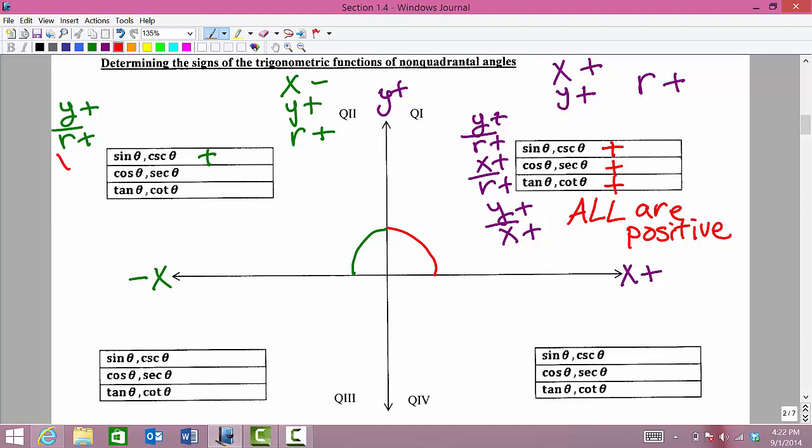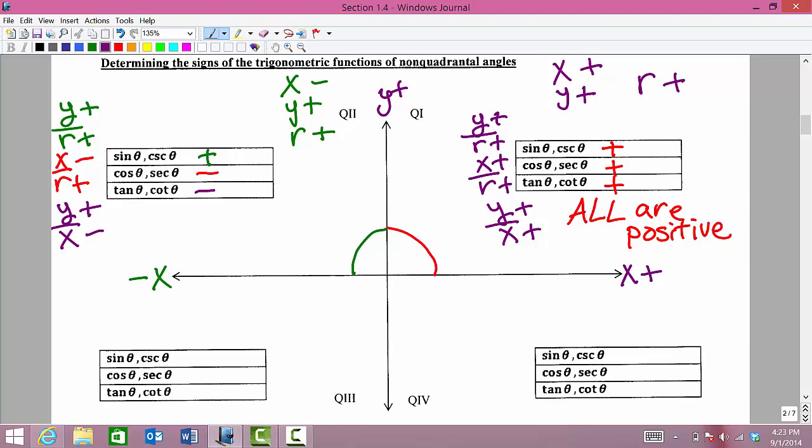What about cosine? Cosine is x divided by r. X here is negative, r is positive, so what does that tell me about cosine? Well, negative divided by positive would be negative, and its reciprocal, secant, would have the same sign in this quadrant. So cosine and secant are negative. What about tangent? Well, tangent is y divided by x. Y is positive, x is negative. A positive divided by a negative is a negative. And the same would be true for its reciprocal.